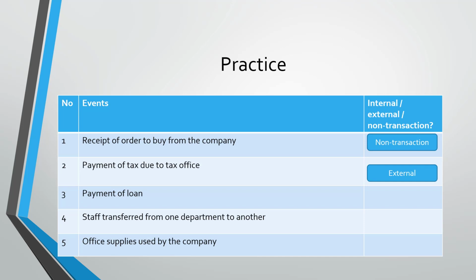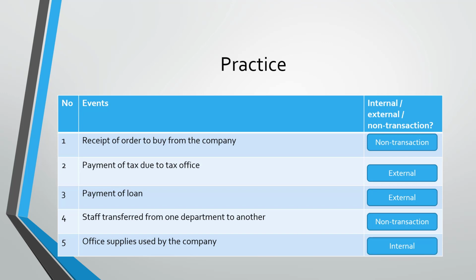The next one is payment of tax due to the tax office. That is external. You're paying an external party. Third, payment of loan, that is external. You're paying a loan to an external or outside party. The fourth one is staff transferred from one department to another. That is non-transaction. You don't need to record that one in the journal book. And office supplies used by the company, that is internal.